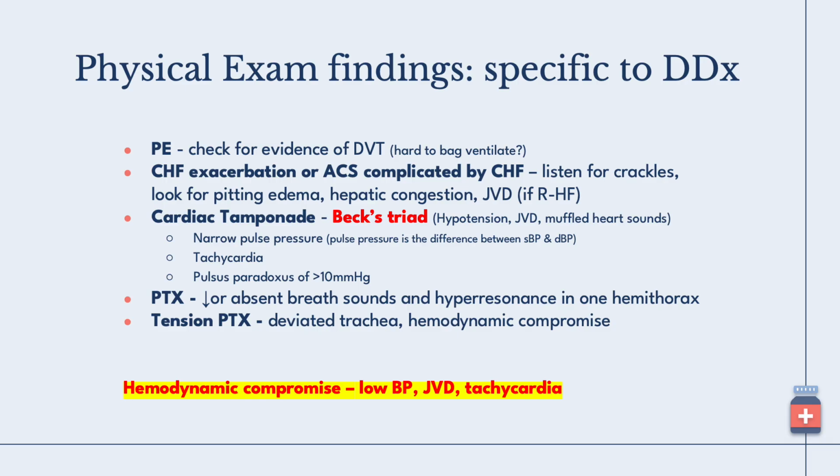Cardiac tamponade, think about, again, our Beck's triad, so hypotension, JVD, muffled heart sounds. Could they have a narrow pulse pressure, tachycardia, pulsus paradoxus? A pneumo, so decreased or absent breath sounds, or hyperresonance in one side of the chest. Tension pneumo, so look for that deviated trachea as well as instability. So when we're talking about hemodynamic compromise here, we're talking about low blood pressure, JVD, as well as tachycardia.